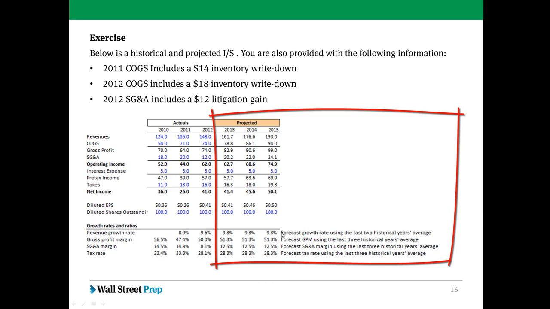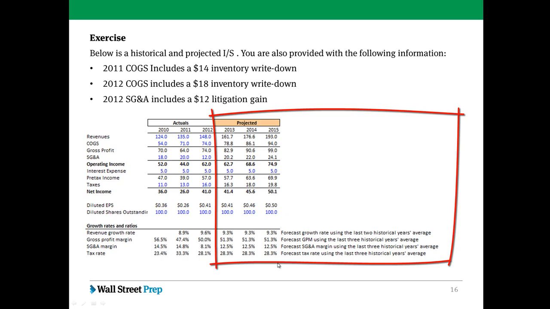The analyst basically looked at the revenue growth rate and said, I'm going to forecast a growth rate using the last 2 years worth of historical growth rates. So if the last 2 years worth of historical growth rates were 8.9% and 9.6%, they're going to take the midpoint and just use that as the going forward growth rate to get you revenues of 161 and growing. With gross profit margin, we're going to forecast gross profit margin using the last 3 historical years average. The SG&A margin, we're going to use the last 3 years historical margin to forecast. And then tax rate, same story.